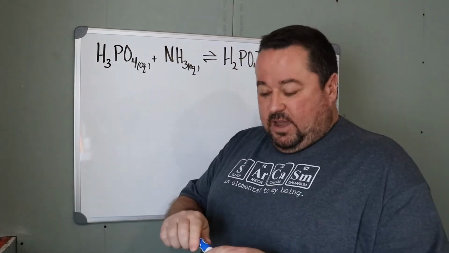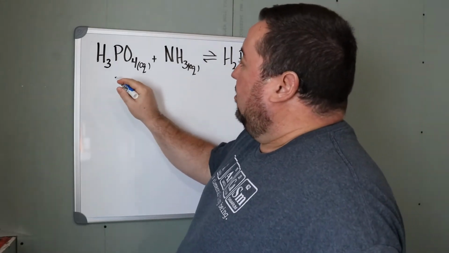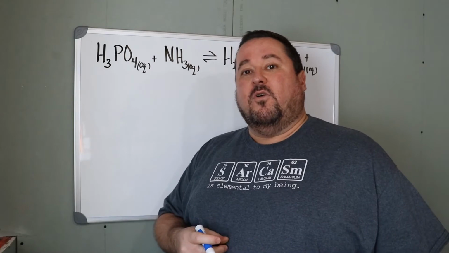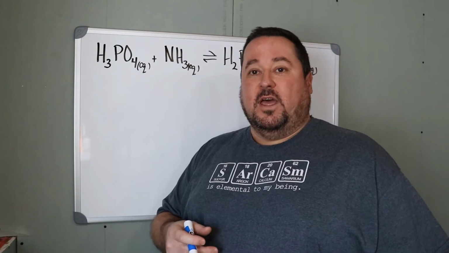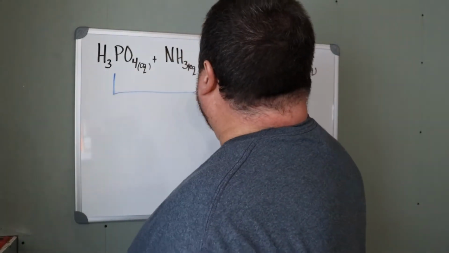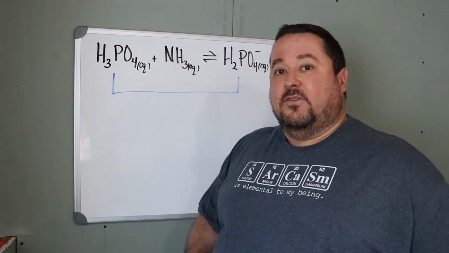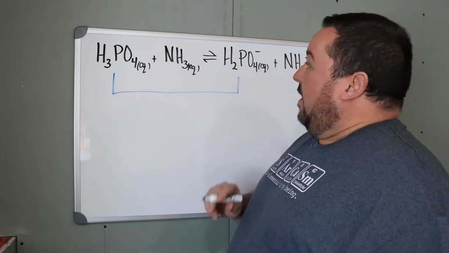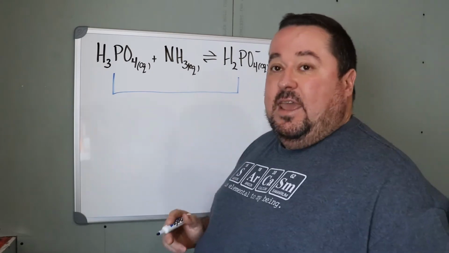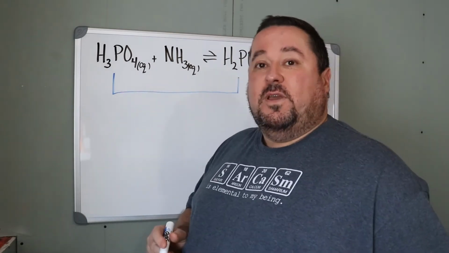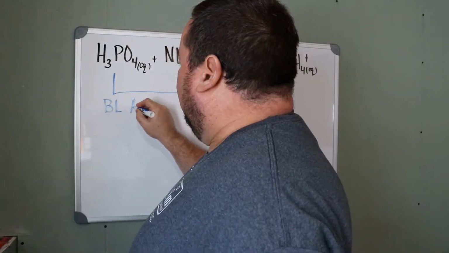We need to identify what phosphoric acid is paired with on the opposite side of the reaction. So I look for a substance which differs only in the presence or absence of a hydrogen ion, an H positive, a proton. The difference between H3PO4 and H2PO4 minus is a single H positive. The H3PO4 loses or donates an H positive as it becomes H2PO4 negative. So this is my Bronsted-Lowry acid.